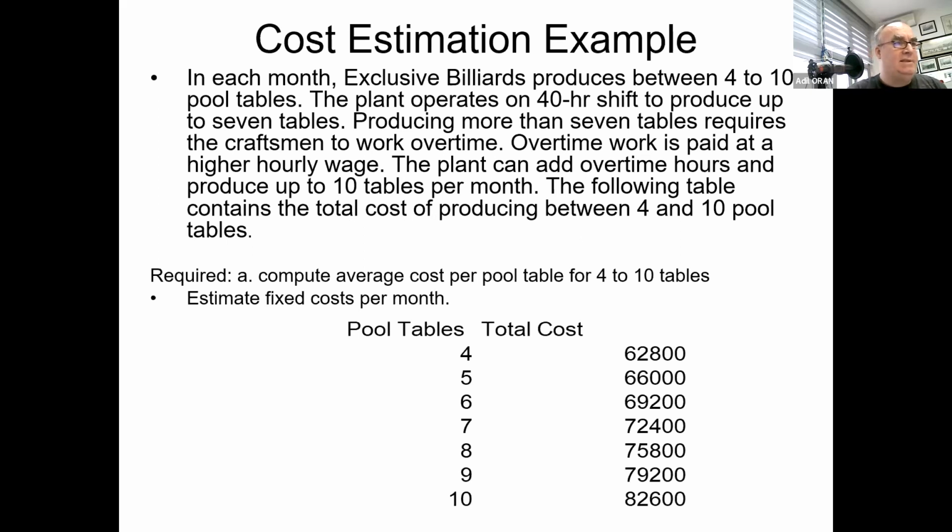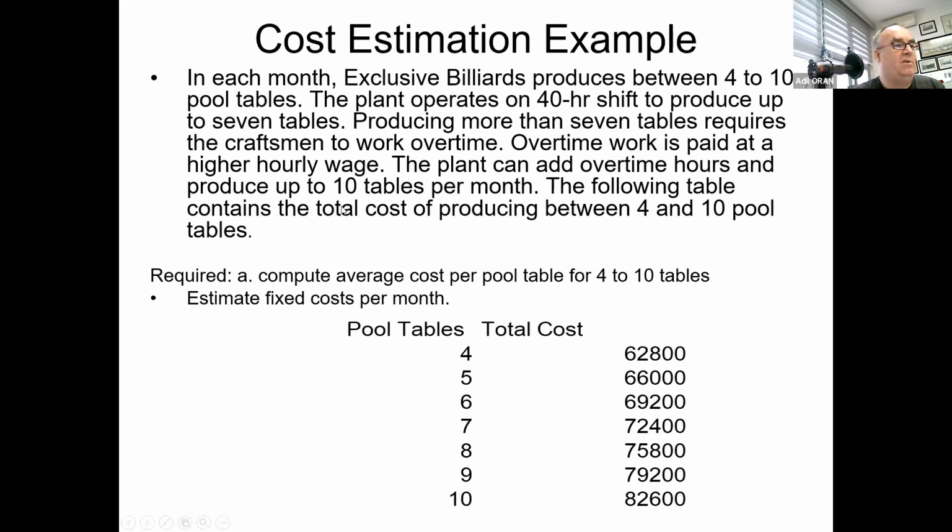So first of all, let's start with this company that produces billiard tables. Let's say they're able to make between 4 to 10 pool tables. And they have had in the past some costs, which they have recorded, which allows us to estimate the actual relationship. So here they operate a 40-hour shift. They produce up to 7 tables, and they may be able to produce up to 10 if they have their employees work overtime. And obviously, when you have overtime, you're going to have a higher wage applied as well.